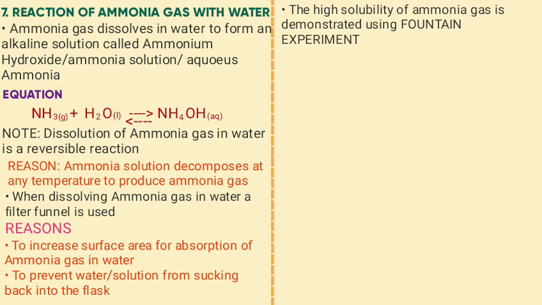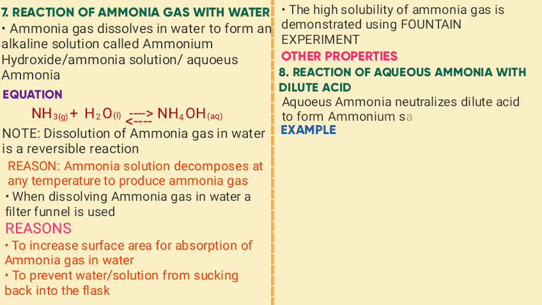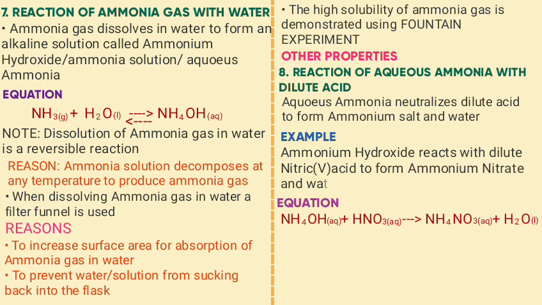Now, the other properties include reaction of aqueous ammonia with dilute acids. Aqueous ammonia neutralizes dilute acids to form ammonium salts and water. Example, ammonium hydroxide reacts with dilute nitric acid to form ammonium nitrate and water. Equation: ammonium hydroxide plus nitric acid arrow ammonium nitrate plus water.